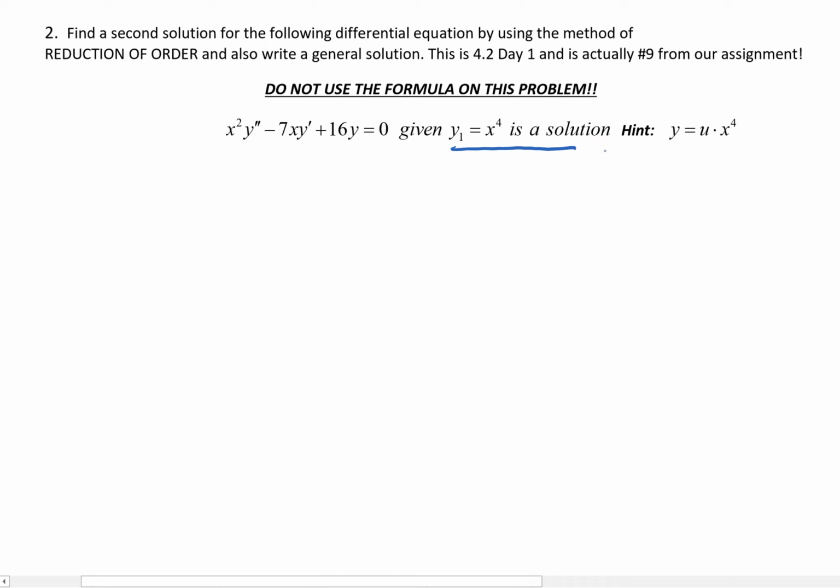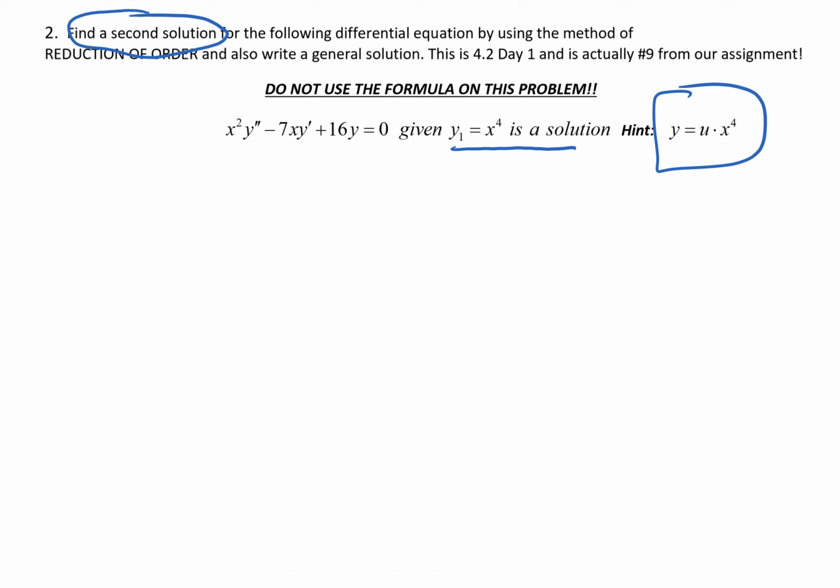You can see we've got a second order differential equation here. They're actually nice. They tell you the first solution is x to the fourth. They want you to find a second solution. And I've given you a little hint here. For that second problem that we're going to be looking at, we need to get some practice on assuming that y is equal to some other function of x. We'll call it u times x to the fourth. So let's get started with that right now.